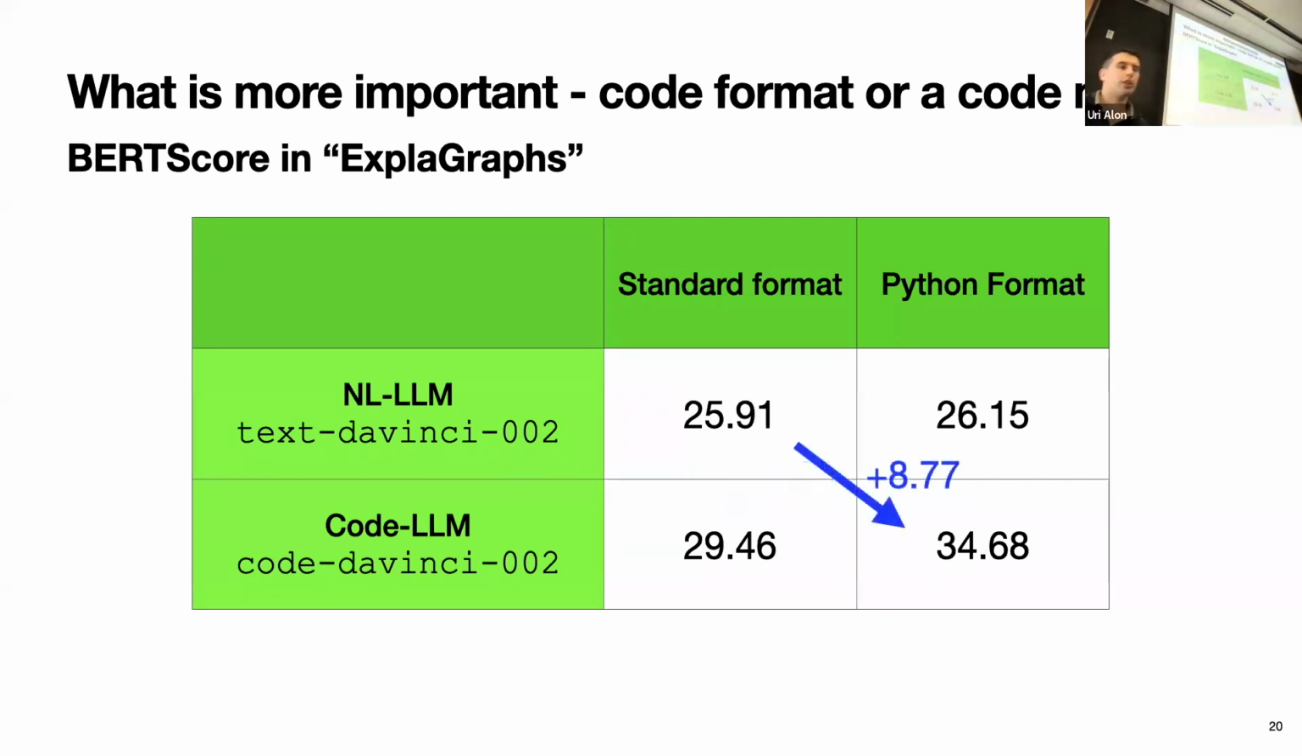However, this combination of the Python format and the Python model gets us an improvement that is bigger than the sum of each individual contribution. So basically, the key here is to use both the Python format and a model that knows how to generate Python, basically a model that was trained on code. Are there any questions so far?